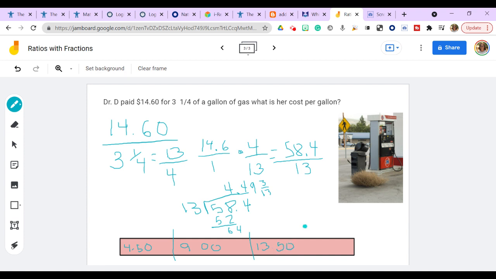And I just need to find 1/4 of a gallon, right? So I could just divide the price per gallon, 4.5 divided by 4, which is about $1.12. Okay, and so essentially $13.50 plus $1.12 is going to give me about $14.60. So yes, this answer is reasonable, and I found it by dividing fractions.